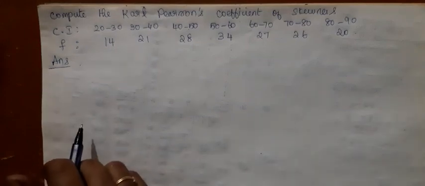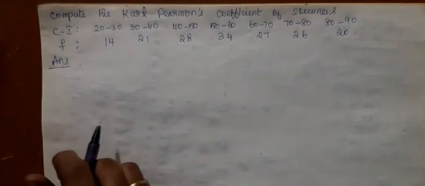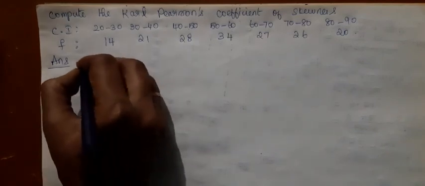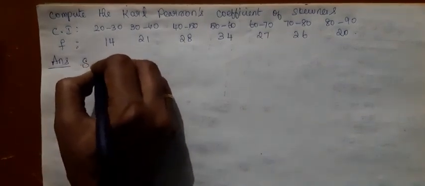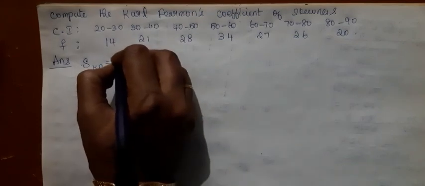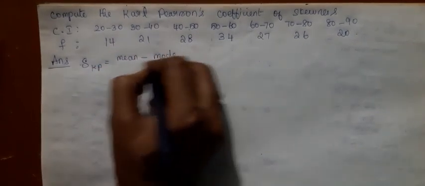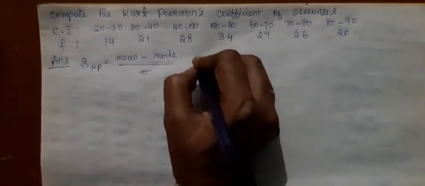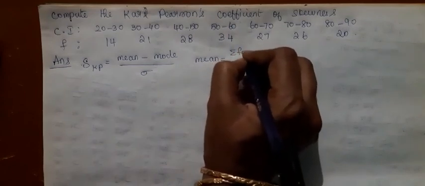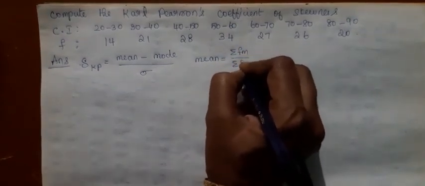Let's consider the problem of computing the Karl Pearson's coefficient of skewness for a continuous series. The Karl Pearson's coefficient of skewness is denoted as SKP, and it is computed as mean minus mode divided by sigma. This is a continuous series, so for mean the formula is summation Fm by summation F.